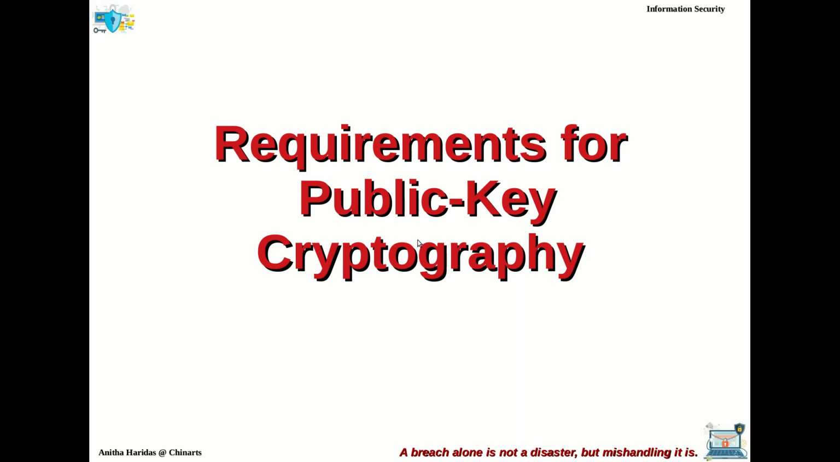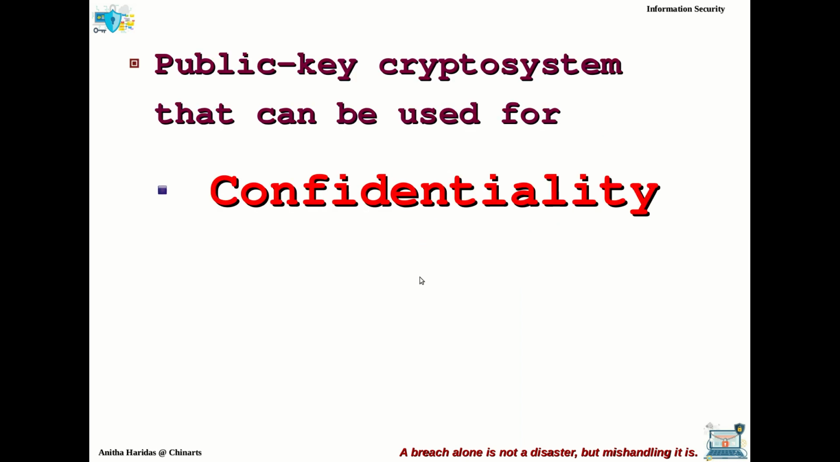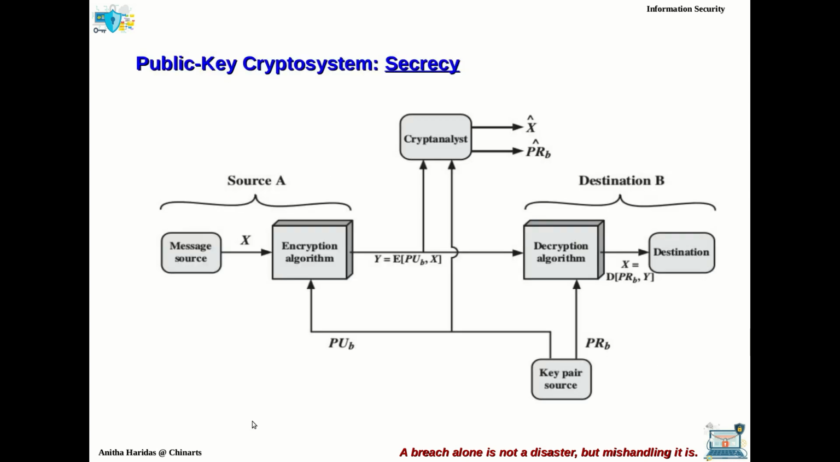So before we start with the requirements for public key cryptography, we know that the public key crypto system can be used for confidentiality, and we discussed how it can be used for the confidentiality. If it is for the confidentiality, the receiver will be generating the public and private keys, and the public key of the receiver will be used for encryption by the sender, and the encrypted message will be given to the receiver. The receiver will decrypt the message using his private key.